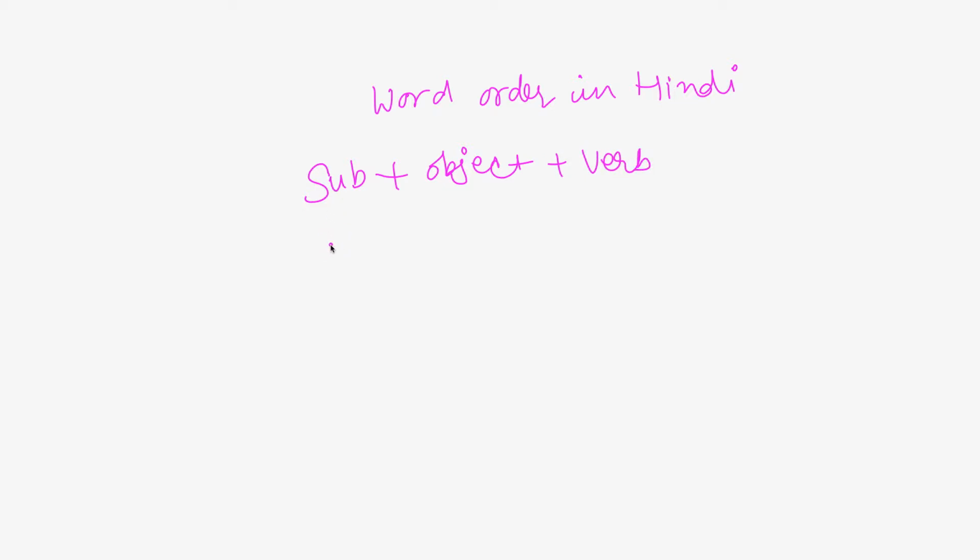So if your subject is मैं, object is खुश, हूँ, मैं खुश हूँ, I am happy. Subject, object and verb. मैं खुश हूँ, I am happy. So मैं is I, खुश is happy, and your verb is am.